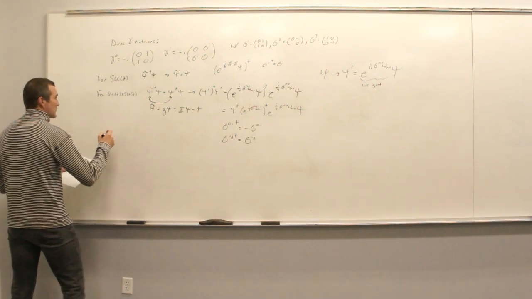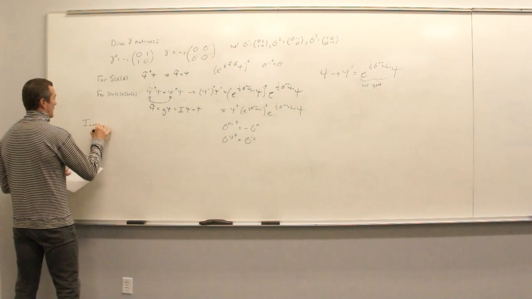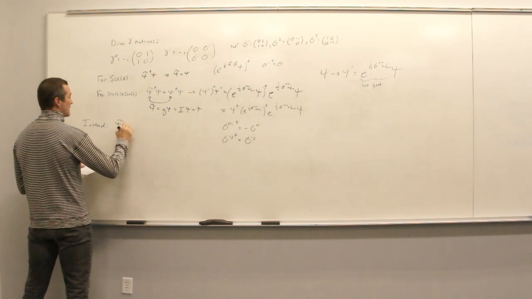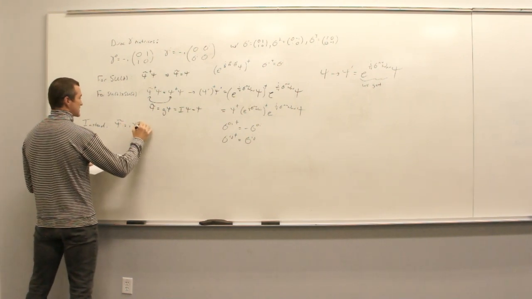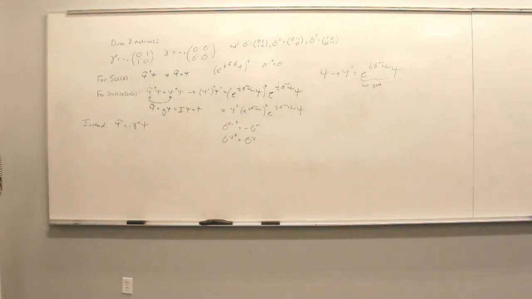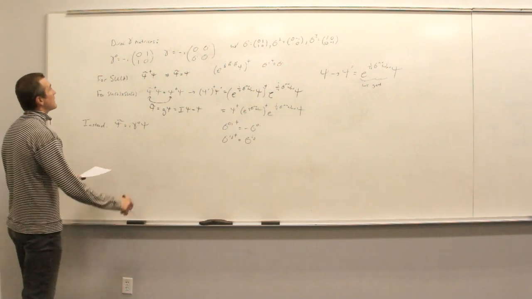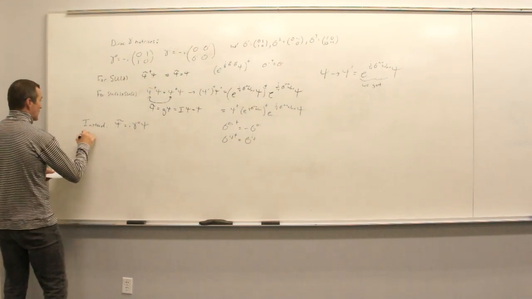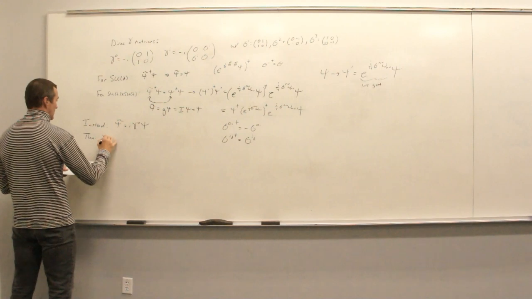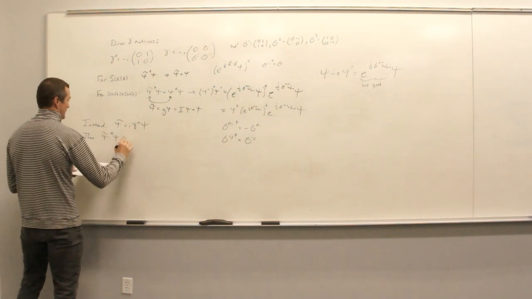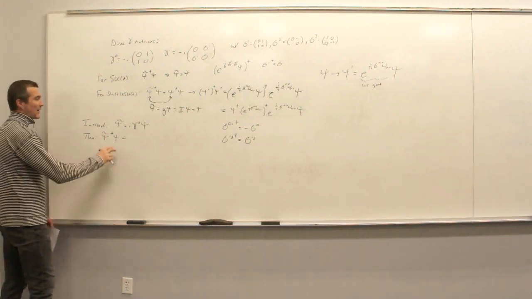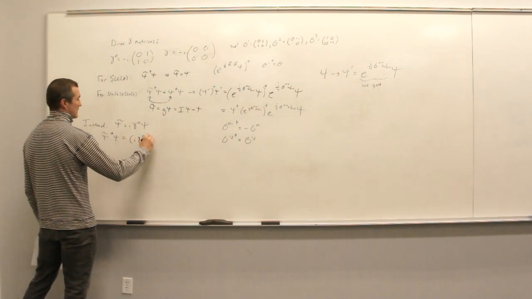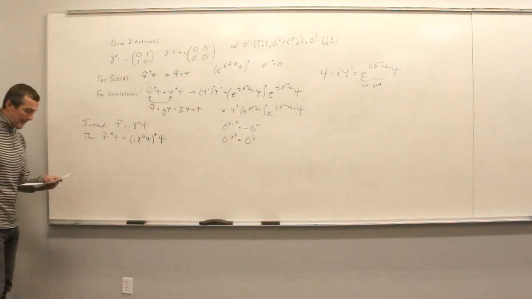And this is what it turns out we need to do. If instead we say psi twiddle is I times gamma zero times psi, turns out that fixes it. Okay? Remember what gamma zero is. So let's see how it works out. I'm going to plug this in for psi twiddle.